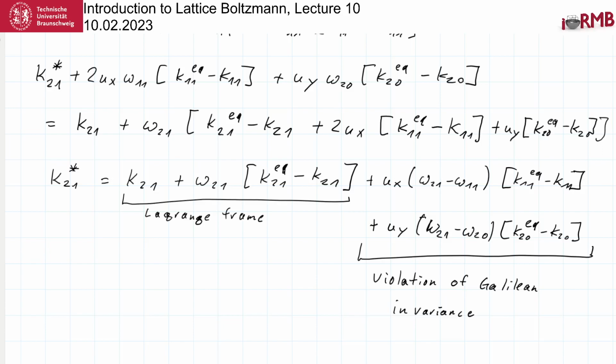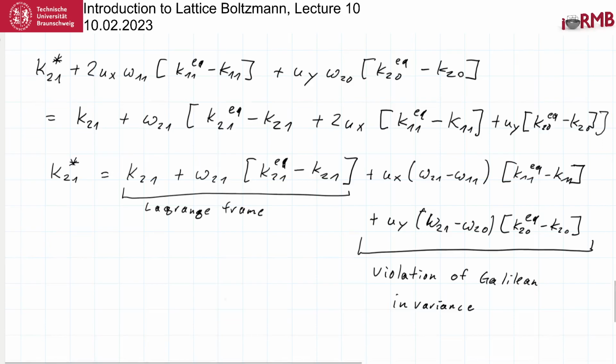Maybe related to relaxation time. Yeah, and what effect does this have in this equation? If omega 2,1 and omega 1,1 would have been the same. Yes, you see, if these relaxation times are the same, we don't have any violation of Galilean invariance. So BGK does not violate Galilean invariance, right? But MRT does, yeah? So MRT does this by default.